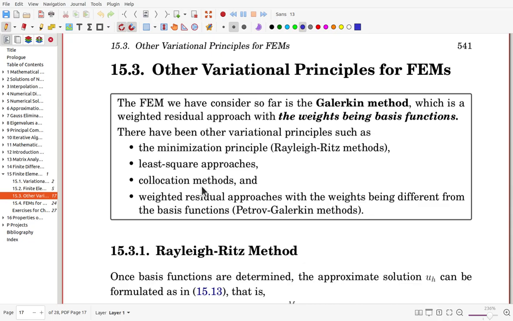And also, for weighted residual approaches, you may try to choose some trial functions, test functions, or weights different from the basis functions. So one example is Petrov-Collocation methods. We'll try to cover these 3 variational principles. Let's begin with the Rayleigh-Ritz method.